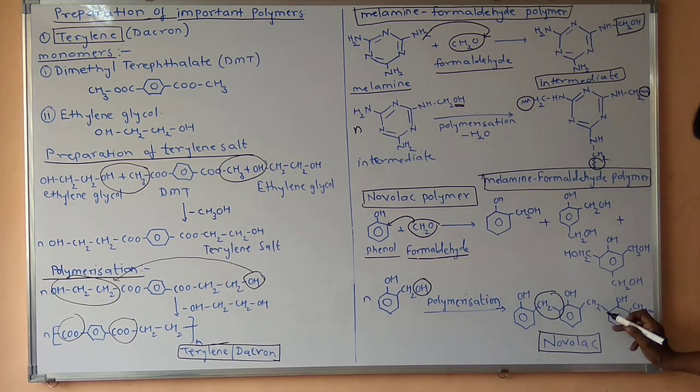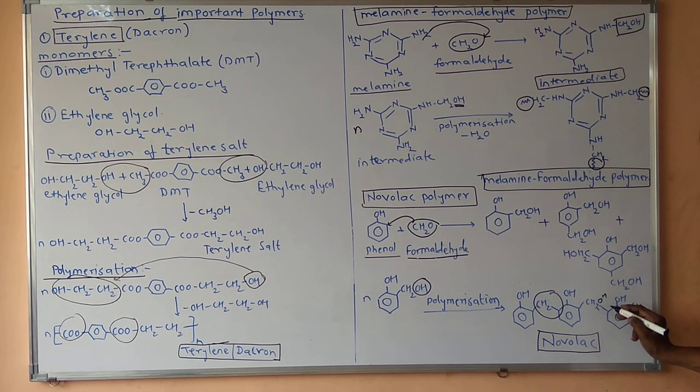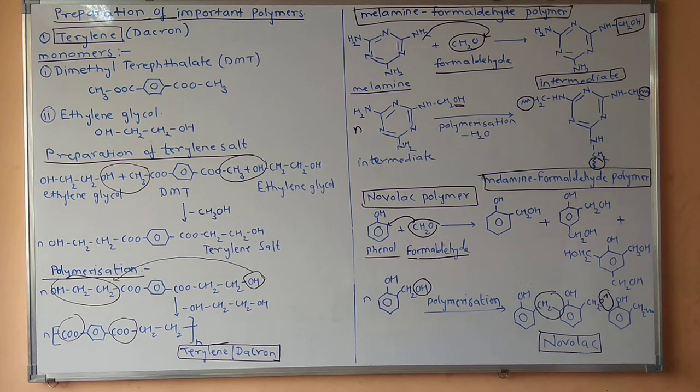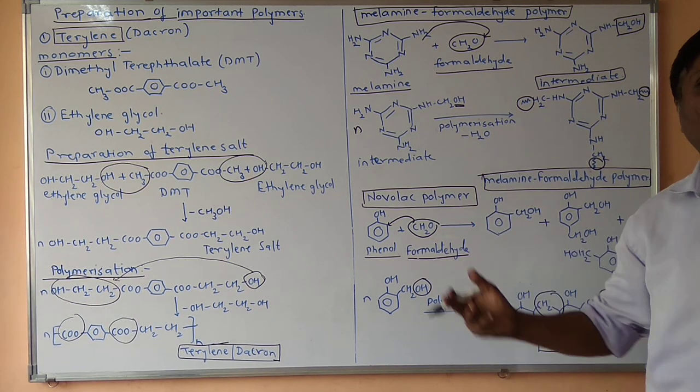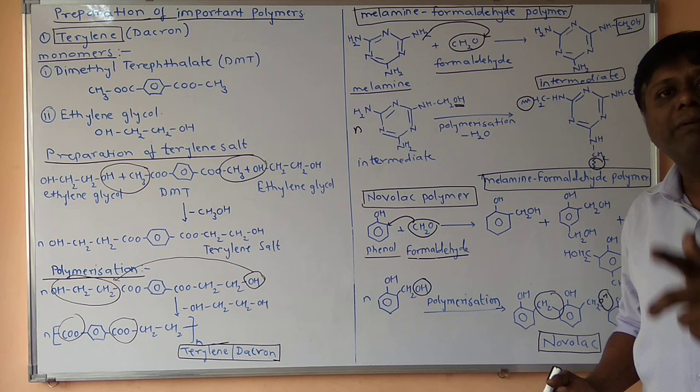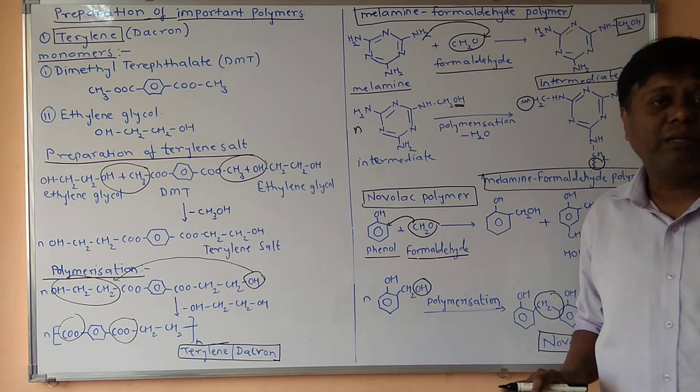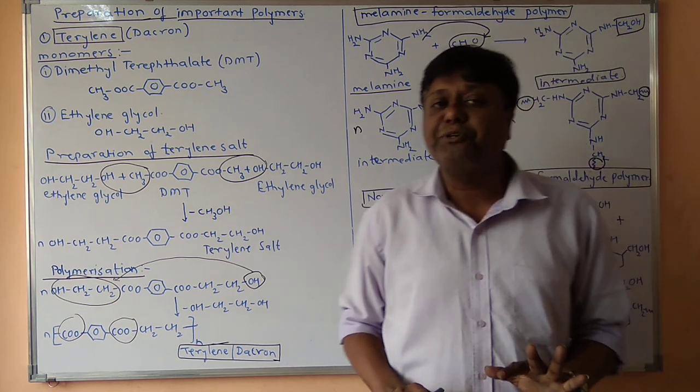Same thing here, the CH2OH and CH. Again, from CH2OH, the OH and H from this ring, there is removal of H2O. It continues to form a polymer, and that polymer is called novolac polymer. So these are three very important polymers.